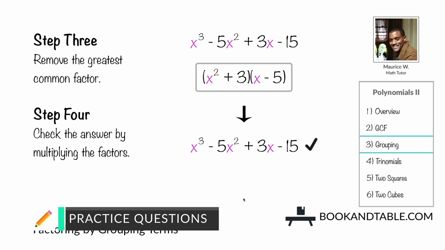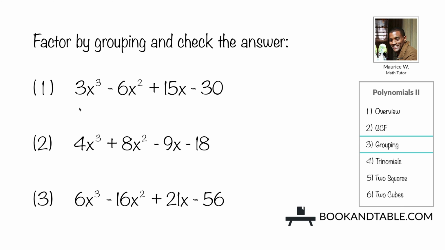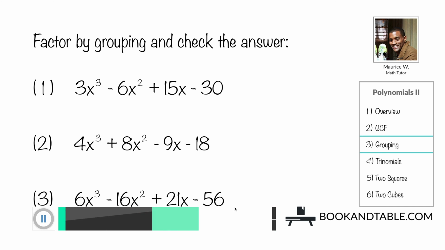Let's now have you try a few practice questions. Question number 1, factor by grouping 3x cubed minus 6x squared plus 15x minus 30, and then check the answer. Question number 2, factor by grouping 4x cubed plus 8x squared minus 9x minus 18, and then check the answer. In question number 3, factor by grouping 6x cubed minus 16x squared plus 21x minus 56, and then check the answer. Pause the video, answer these questions, and then press play when you are ready to begin.